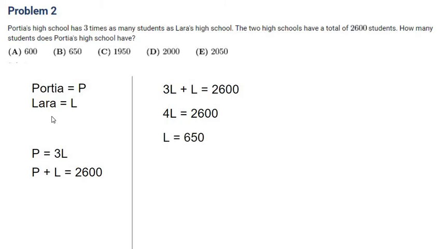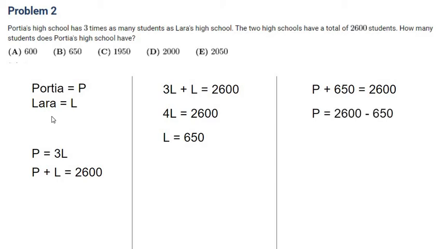So this is the amount of students in Laura's high school. That means 650 students in Laura's high school, but we need to find out how many students are in Portia's high school. Now let's move on. So basically now we have Laura's high school. So P plus L equals 2,600, which we got from our second equation. Now we can just simplify that, P plus 650 equals 2,600. And simply solving this equation will give us P equals 2,600 minus 650, and P equals 1,950. That means that Portia's high school has 1,950 students, which is C.